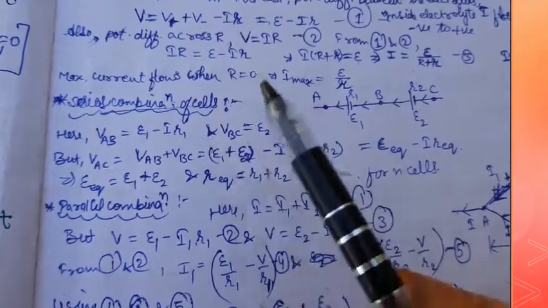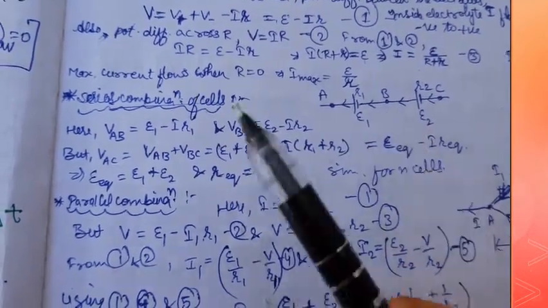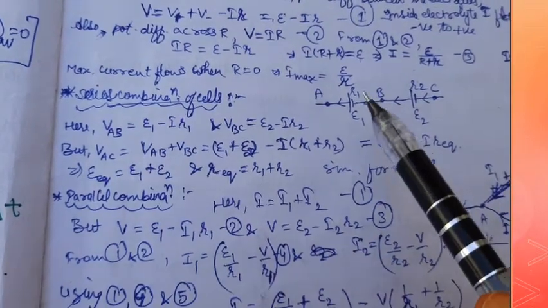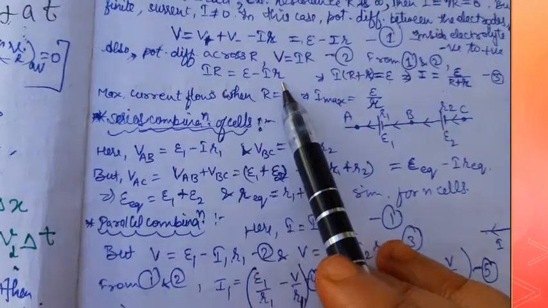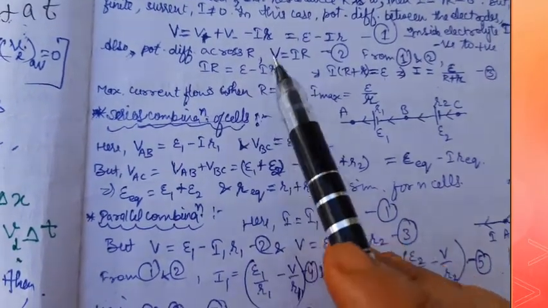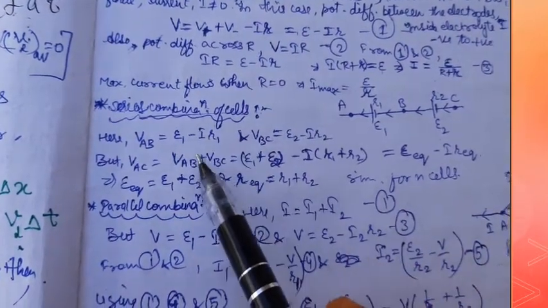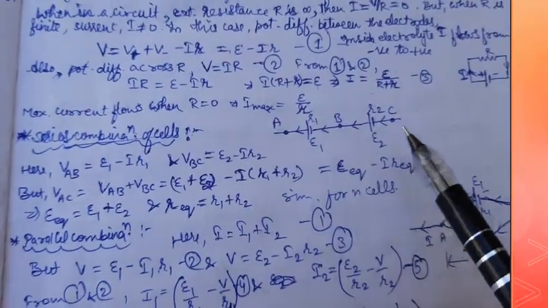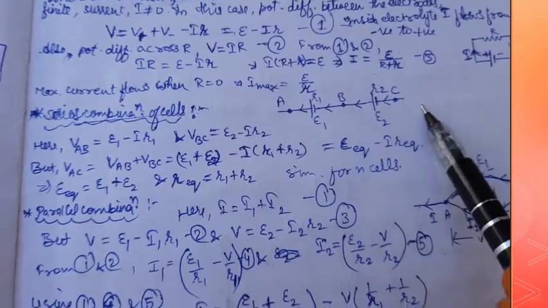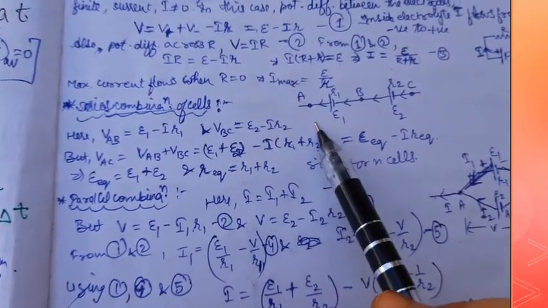Now the potential difference across AB, that is VAB, is given by E1 minus IR1. We have already studied this expression. The potential difference for a cell is E minus IR. So for the first cell it is E1 minus IR1. Similarly, the potential difference across BC, VBC, is E2 minus IR2.